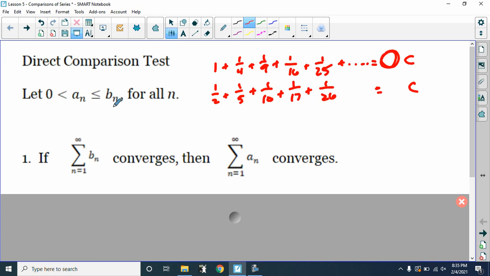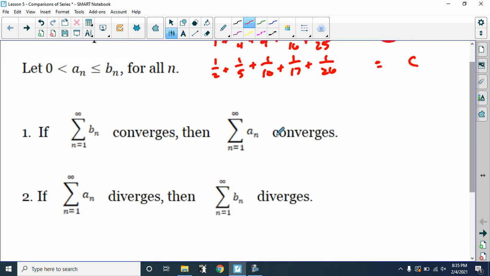So if the sum of the bigger sequence converges, then the sum of the smaller sequence also needs to converge. And if the sum of the smaller sequence diverges, then the bigger sequence also has to diverge for kind of the same reason. If all the terms in this are bigger, and when I add these up, it goes to infinity, then this one also has to diverge. So if the bigger sequence converges, then the smaller one also needs to converge. Or if the smaller one diverges, then the bigger one also has to diverge.